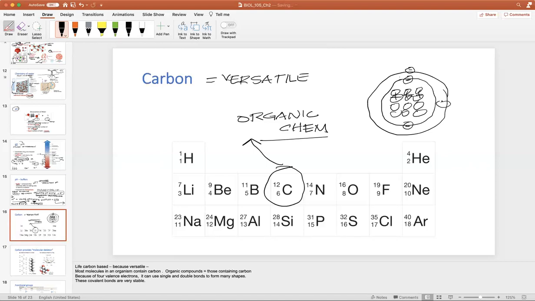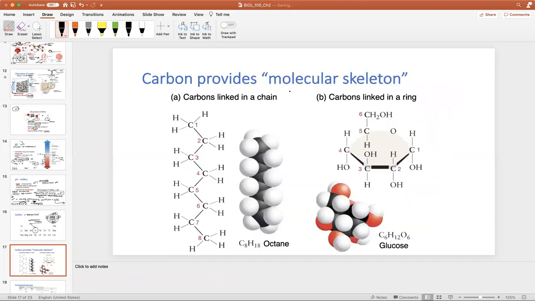3, 4, 5, 6. Okay, so you guys know that the second shell and then every shell thereafter wants to have 8 electrons. We only have 4. That means that we have 4 parking spaces available for bond building. And so what that means is there's lots of places that carbon can engage in bonds with other atoms, and therefore it makes an excellent molecular skeleton. So here we go. Carbon is an excellent molecular skeleton.